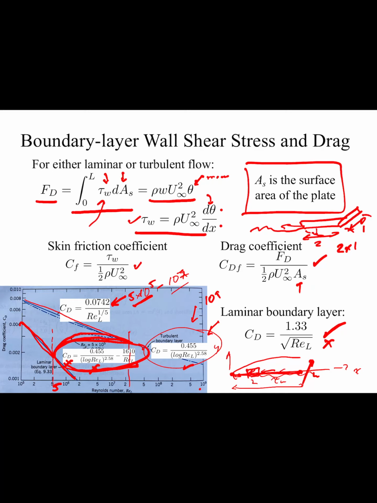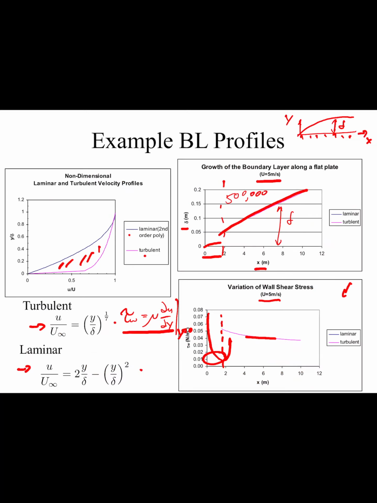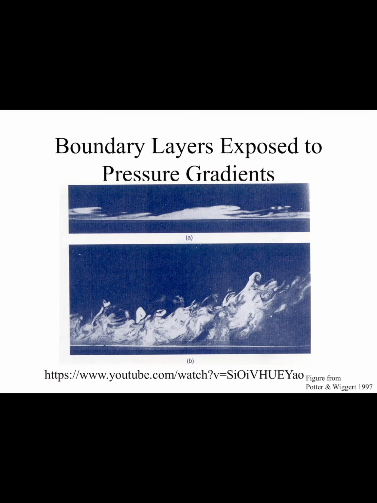Okay, so that describes the behavior of the boundary layer shear stress. Now the next thing that we're going to move on to talk about is pressure gradients, so boundary layers that are exposed to pressure gradients. And what I want to do is start out by having a quick look to give you a visual feel for what's going on.